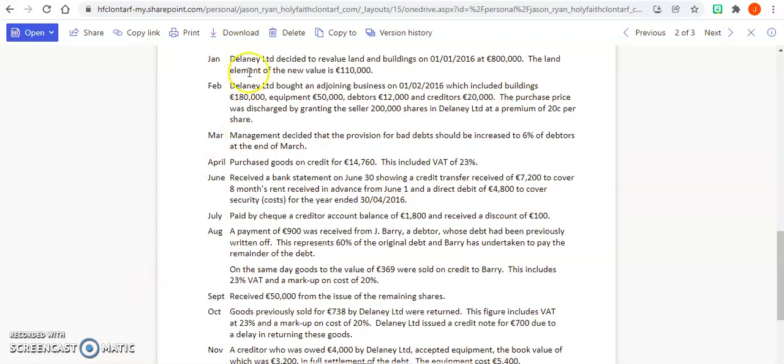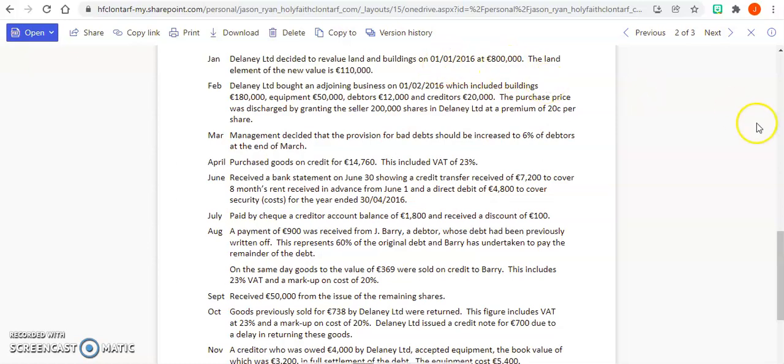Okay, so let's have a look at Delaney for 2017, January, the first transaction. So he decided to revalue land and buildings. When we revalue land and buildings, that means our buildings are going to increase. It also means that your depreciation is going to increase because we need to get rid of it. And then you're going to create a revaluation reserve in your liabilities, which is where you're going to put the two. So the first thing to find out is what is the increase.